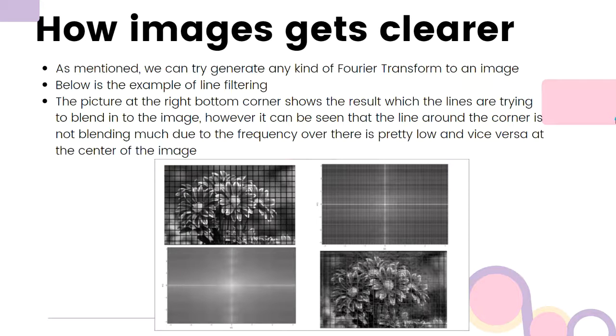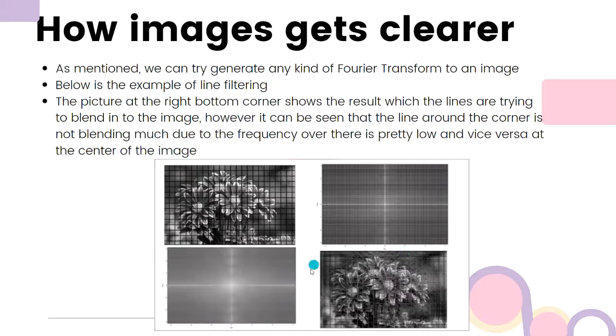Okay, now I'll be explaining how we apply Fourier transform to an image using another software. So this software we are using right now is Python. So below is the example of line filtering. So here is the original picture and we will be applying this line filtering to this picture. The purpose here is to make this line blend in the picture as much as possible.